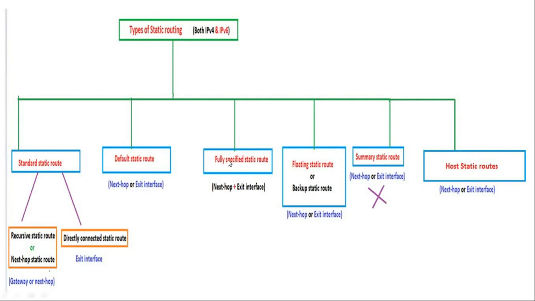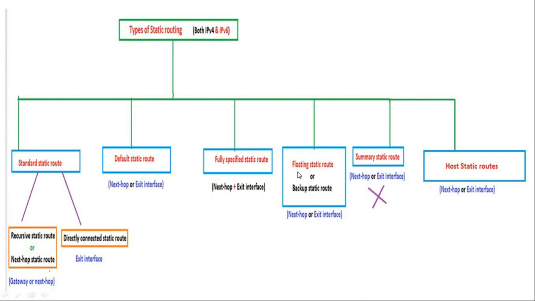Next one is the fully specified static route. In fully specified static route, the name itself indicates fully, which means we are going to use both next hop as well as exit interface. But in Packet Tracer we cannot configure it, because Packet Tracer does not support fully specified static route. In a real device, yes, you can do it.